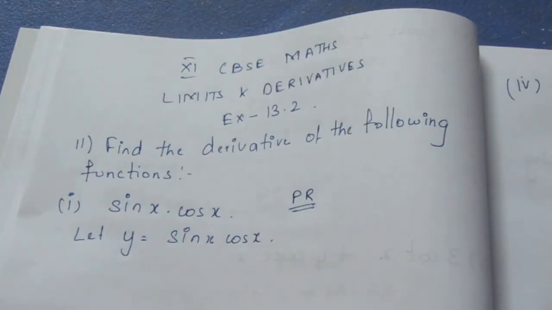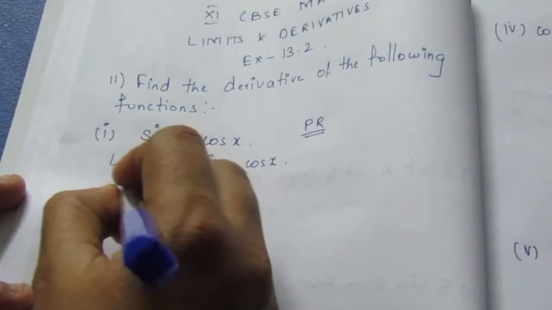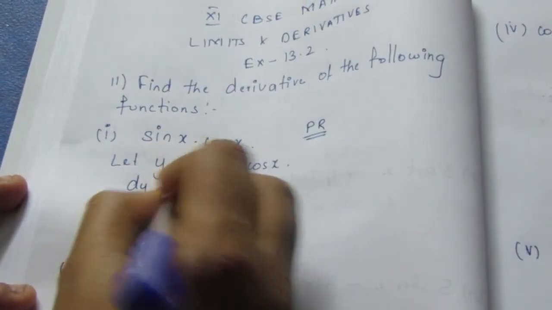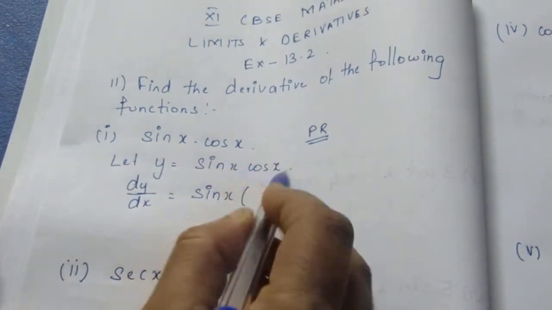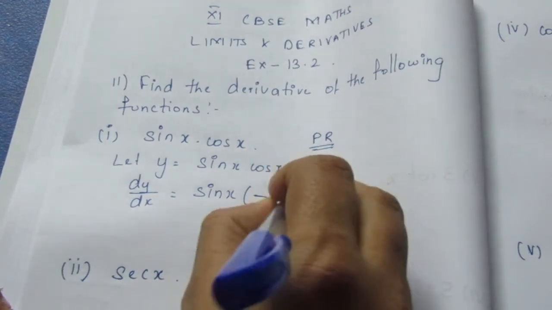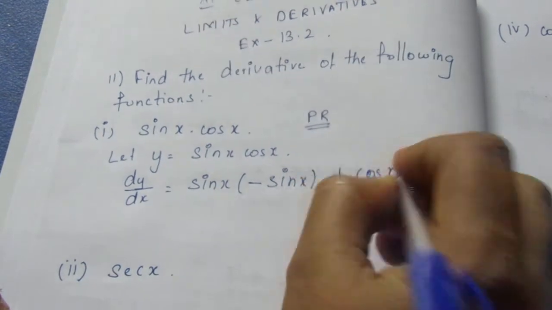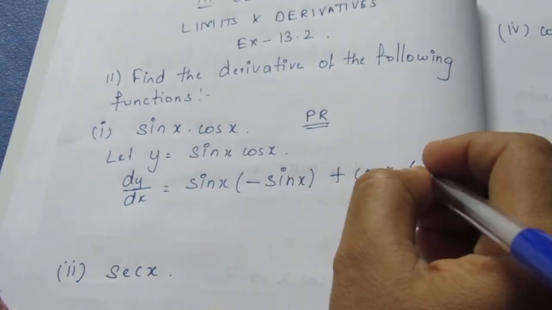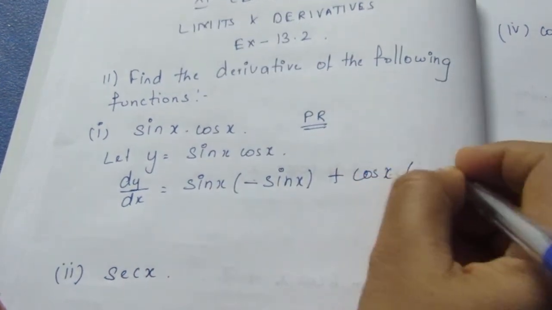Product rule I have already told you in the introduction video, but anyway I'll repeat it. Differentiating, dy by dx is equal to, keeping the first one as it is, we are going to differentiate the second one. For cos, it is minus sin x, plus keeping the second one as it is, we are going to differentiate the first one. For sin it becomes cos x.